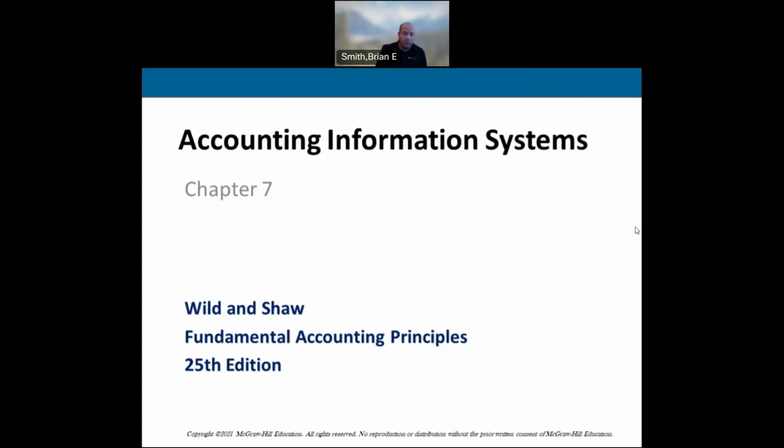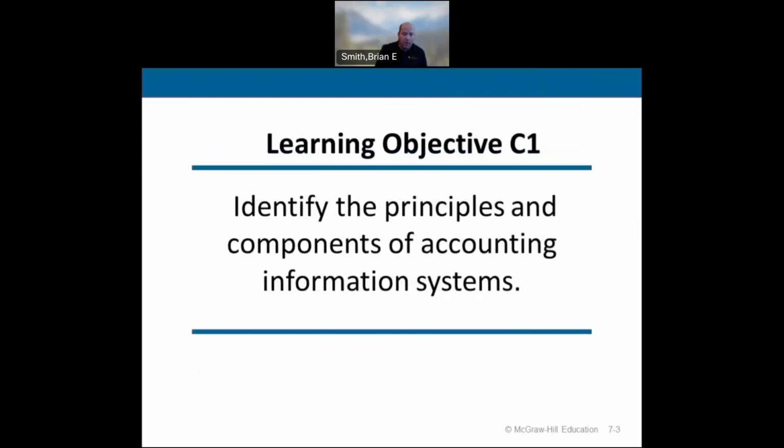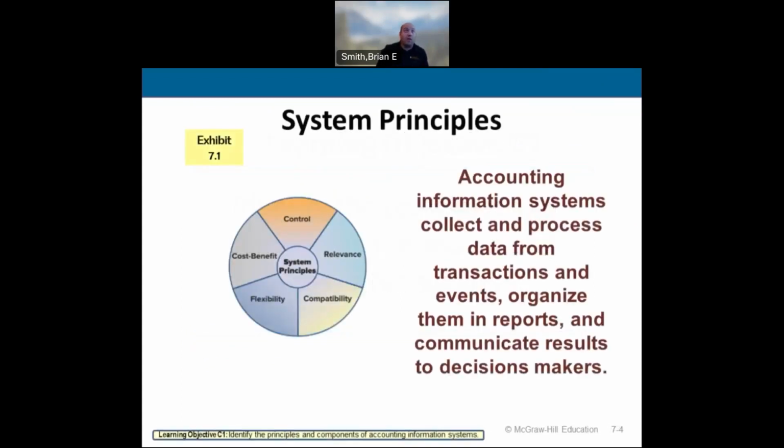So, but let's go ahead and jump into Chapter 7, Accounting Information Systems. Here are your learning objectives. You can pause the video and read those. I'm going to be going through these slides relatively quickly. This may be your fastest video because there's not a whole lot here that I want you to worry about from this class. You take accounting information systems courses as part of your major if you're in accounting, and so you'll learn these concepts more in depth at that time. But I will highlight some of the stuff here.